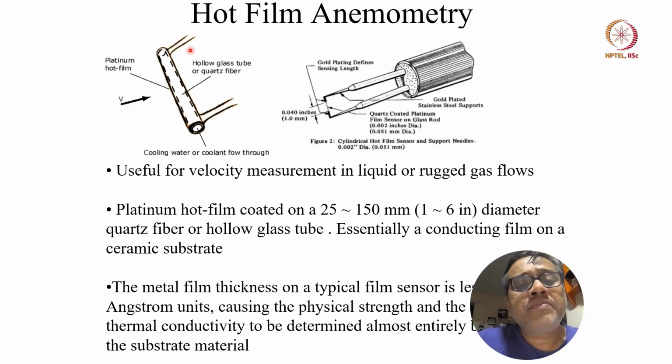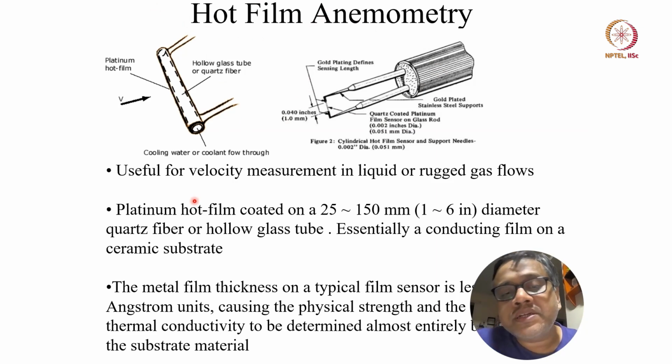Okay, so what happens is that sometimes you can have a platinum hot film. So this is a wire which is coated with a film, and then there is a hollow glass tube or a quartz fiber through which you can cool this wire as well. So this is, for example, a gold plating sensing length. This is a quartz coated with platinum film sensor on a glass rod. So this variation is therefore called hot film anemometry.